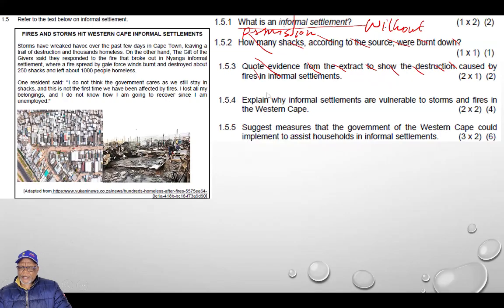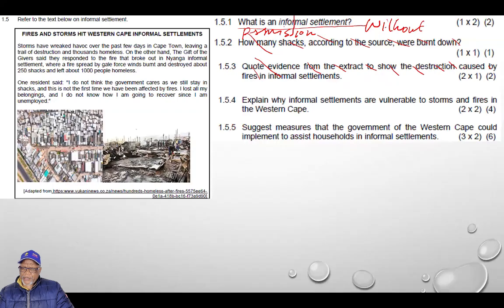We don't know what the extracts are about there. So it's going to be just a waste of time for us to go through that, because after knowing how many shacks, how is that going to help us? Quote evidence from the extract, how is that going to help us? Because we want to learn the concepts that we can use in our forthcoming examination.